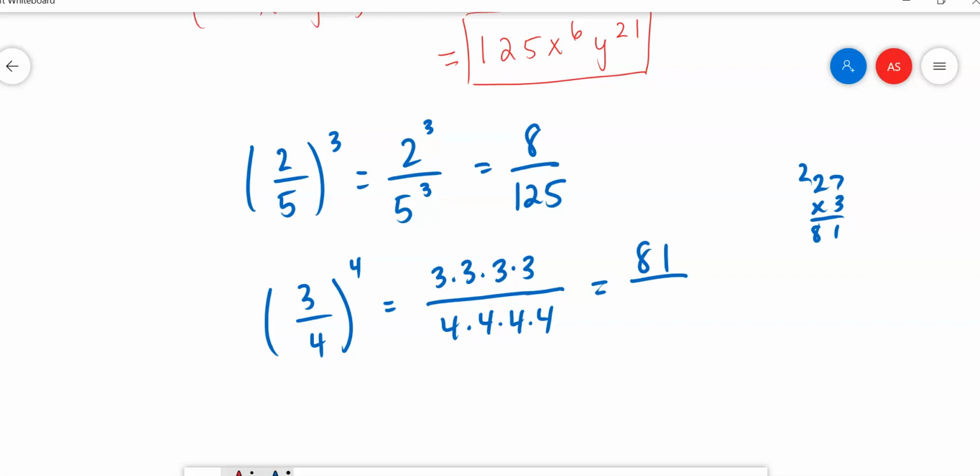And then I know 4 times 4 is 16. And then I know 16 times 4 is 64. And then I have 64 times that last 4. And that is what? Oh, 256. There you go. All right.